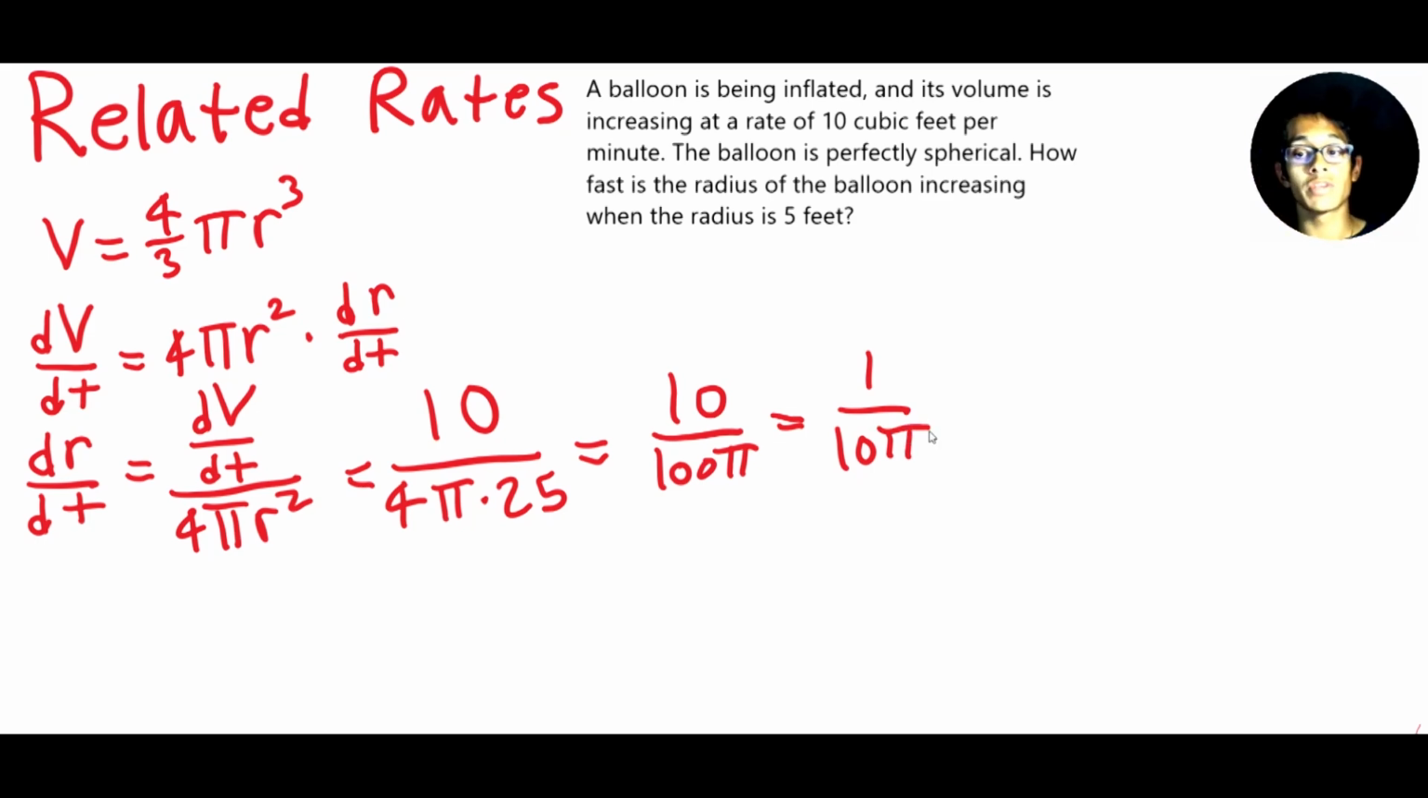But it's very important to remember units. So what's the question asking? How fast is the radius of the balloon increasing? So we already know the question previously uses feet because when describing how fast the volume increases, it says 10 cubic feet per minute. So how fast is the radius of the balloon increasing? It's 1 over 10 pi feet per minute. And that's it. That's a related rates word problem.